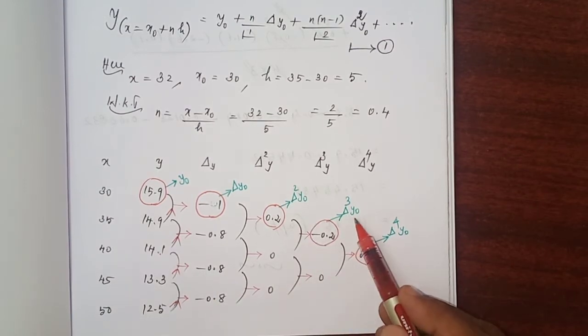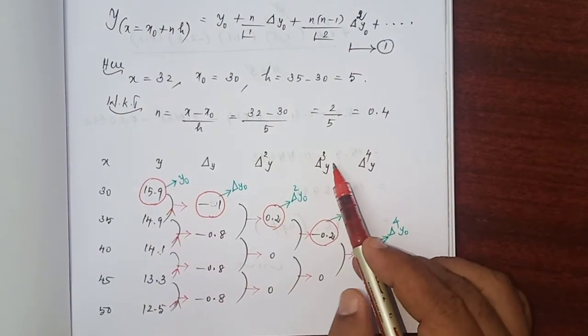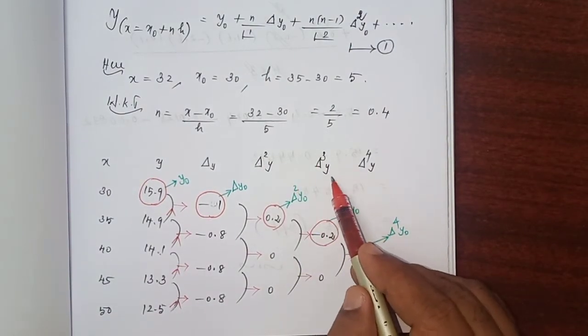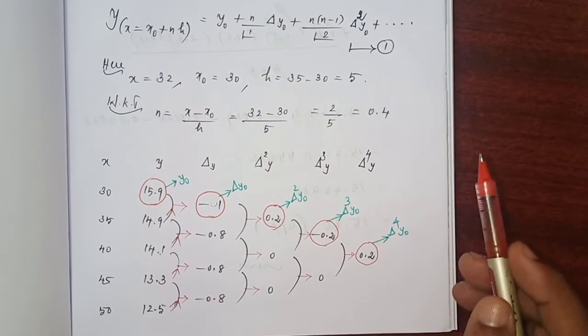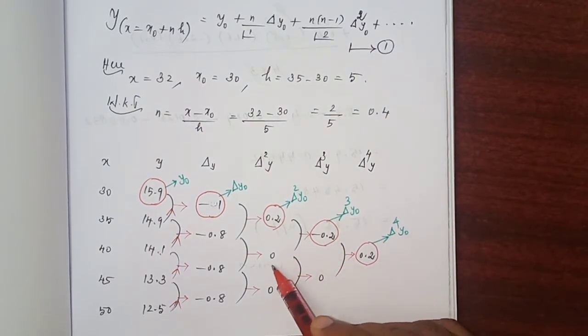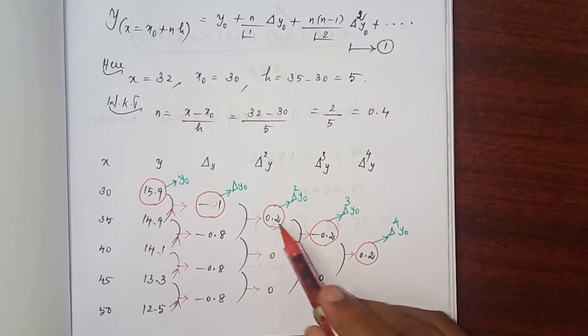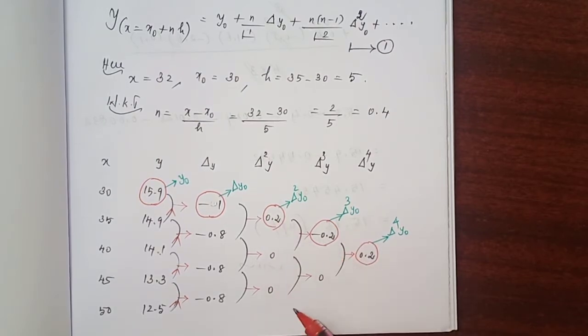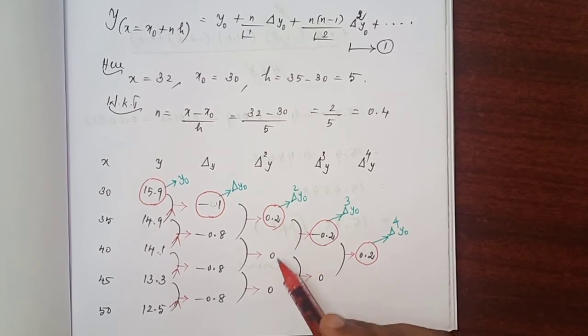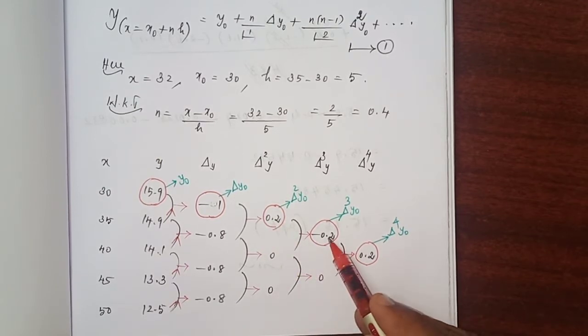Then del squared y is over, now del cube y. For del cube y, the same procedure is to be followed. 0 minus 0.2, this plus 0.2 becomes minus 0.2, so 0 minus 0.2 is equal to minus 0.2. 0 minus 0 is equal to 0. Between these two numbers you have to write minus 0.2, right?